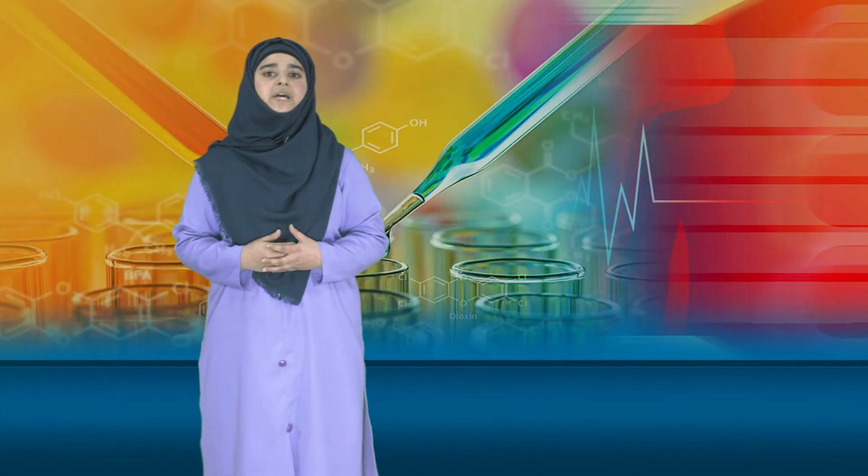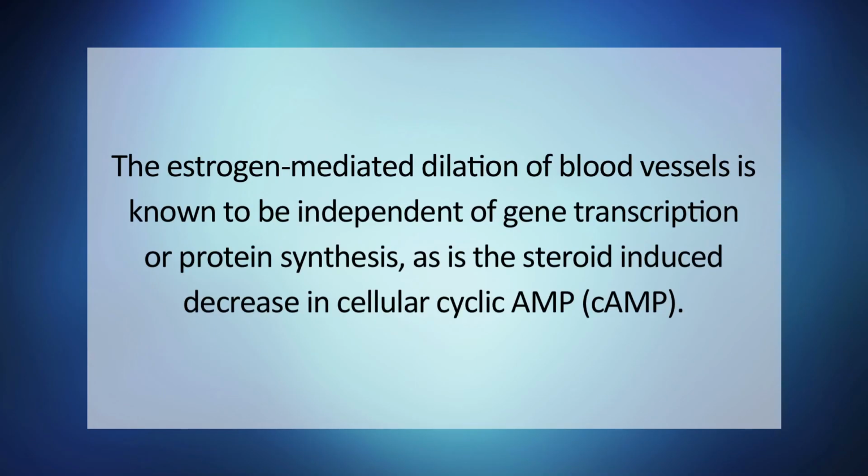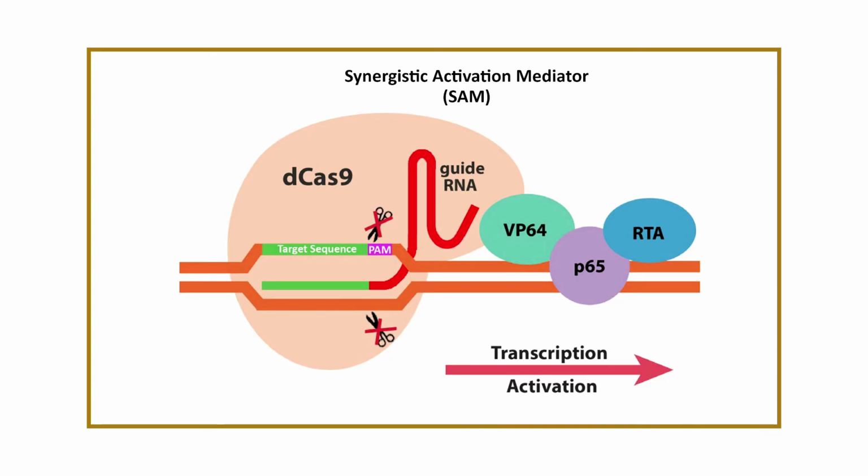Certain effects of steroids seem to occur too fast to be the result of altered protein synthesis, the classic mechanism of steroid hormone action through nuclear receptors. For example, the estrogen-mediated dilation of blood vessels is known to be independent of gene transcription or protein synthesis, as is the steroid-induced decrease in cellular cyclic AMP. In conclusion, the effects of steroid hormones provide an additional well-studied example of the modulation of eukaryotic regulatory proteins by direct interaction with molecular signals, as shown in the figure.